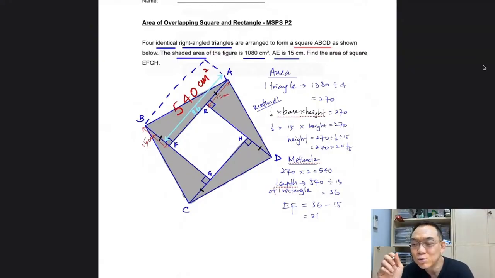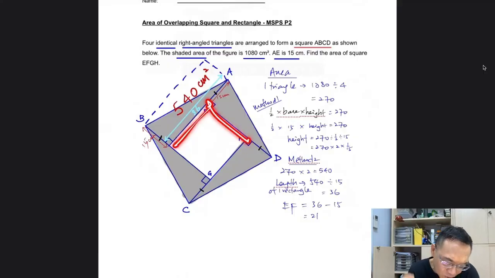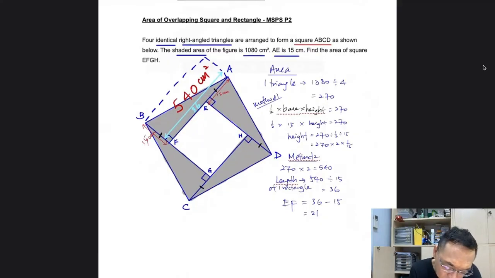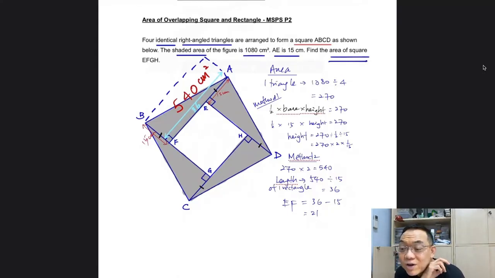No. Cannot times 2. If you times 2, right, you will be finding this and this, but what's the point of doing that? That's not the question, right? The question is asking you to find the what? The area of the square, EFGH. Very good. No, area of square is not 15 by 15 because this side is not 15. This is 15. If you took 15 by 15, you're actually finding something more like this.